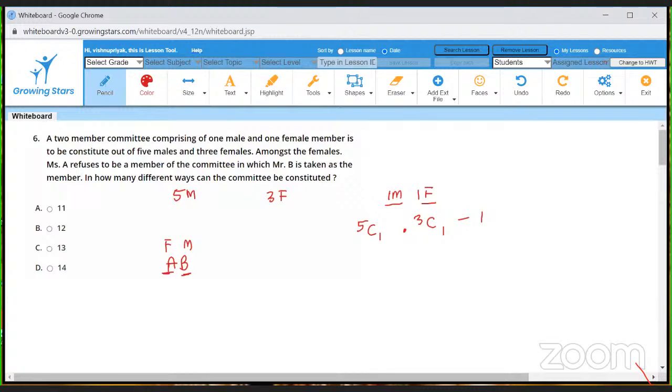Okay. So what is 5C1? Short form you must learn, 5. What is 3C1? 3. 15 minus 1, 14 ways out. You must know what the C1s are also. Very quickly you must be able to add.